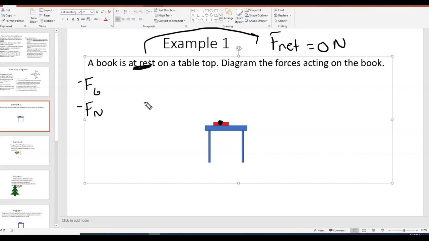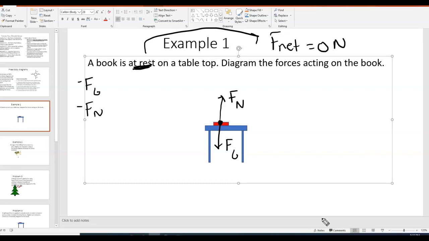Now, how does that help me draw my free body diagram? Well, if I have two forces and they have to add to be 0, that means they should have the same length. So I'm going to draw force of gravity going down. Gravity always goes down. And I'm going to draw the normal force, same length, going up. Just like that. And that's my answer. That is my free body diagram for this situation.